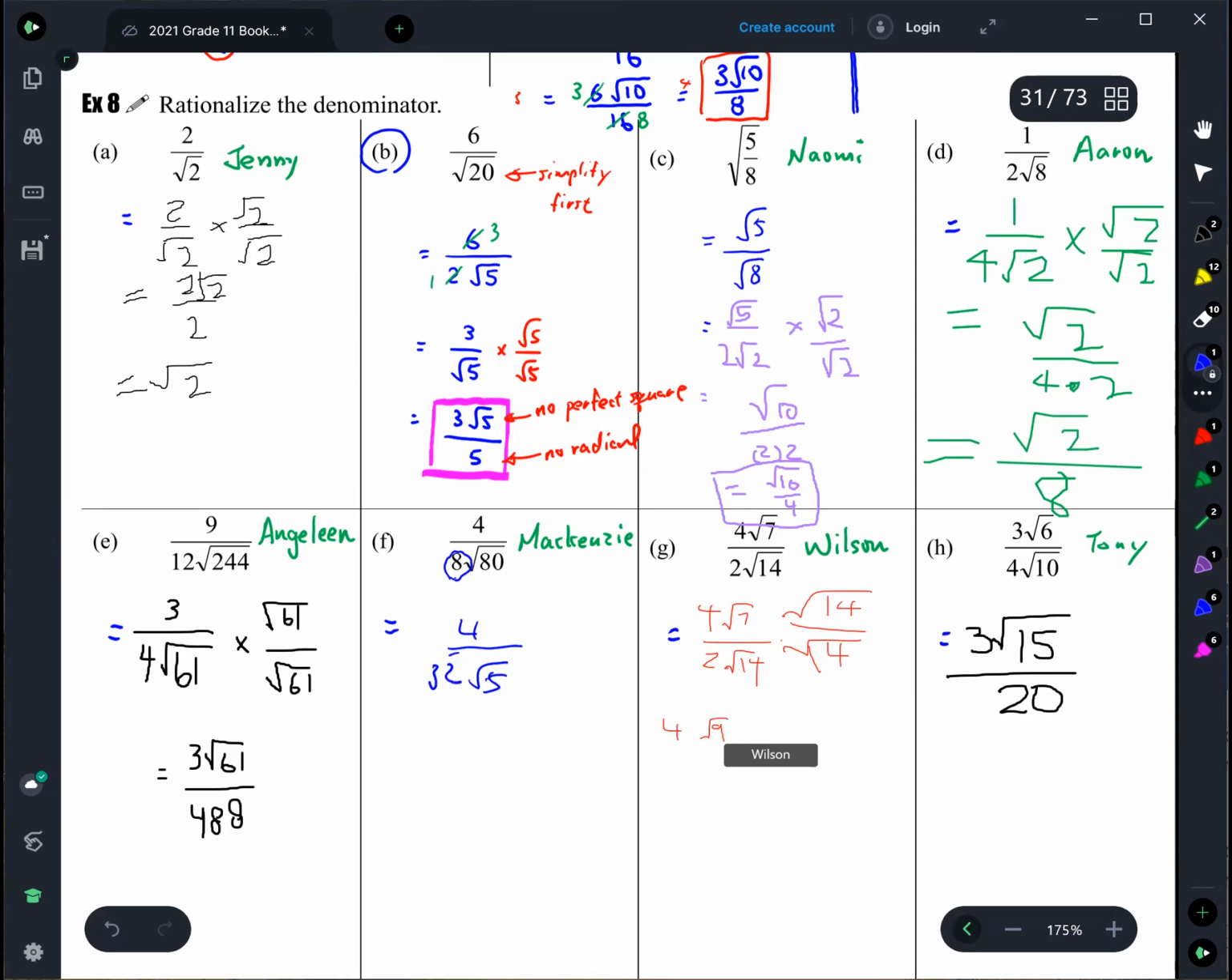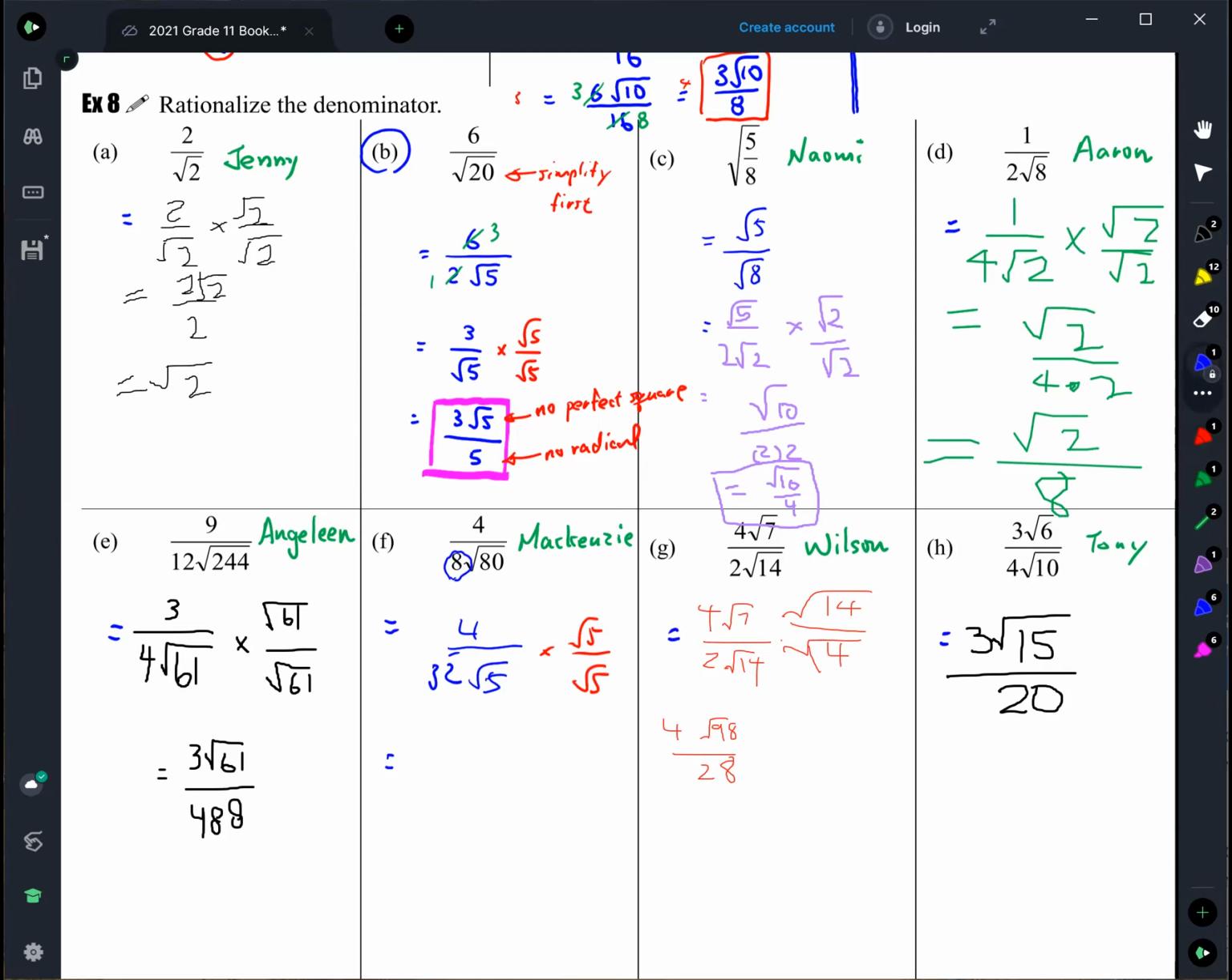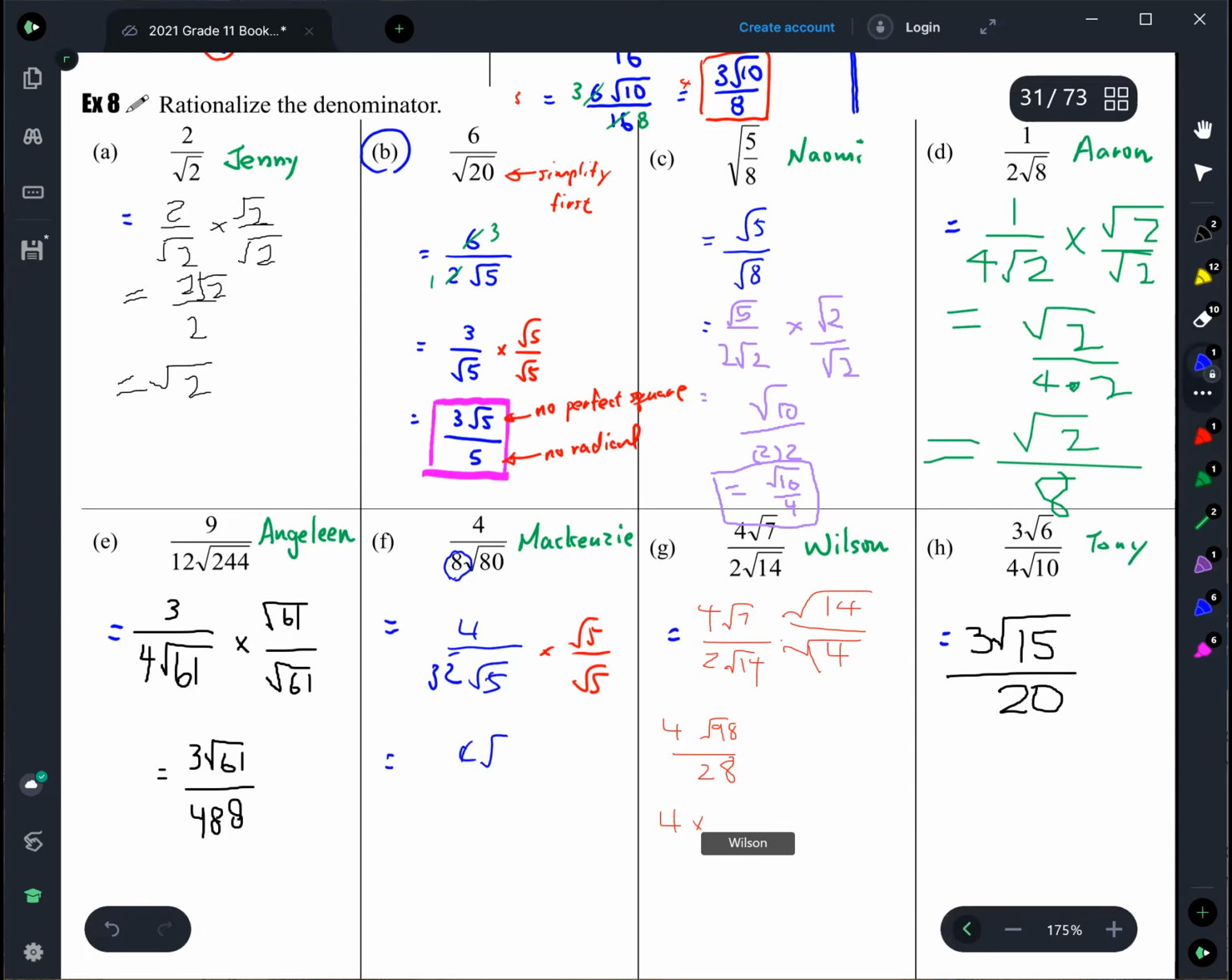And then multiply by root 5 over root 5. And then there's 4 root 5 over 32.